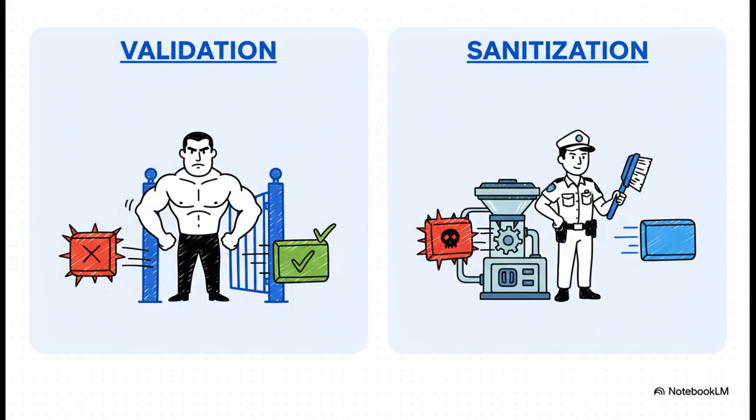So, to put it really simply, validation is a yes or no decision. You're in or you're out. Sanitization is about modification, taking what you're given and cleaning it up to make it safe. You really need both working together for a system to be truly secure.